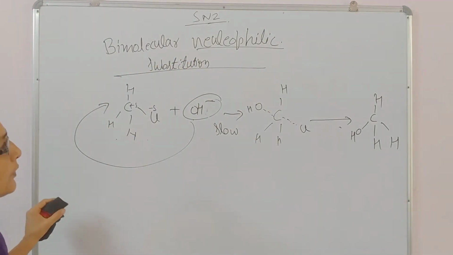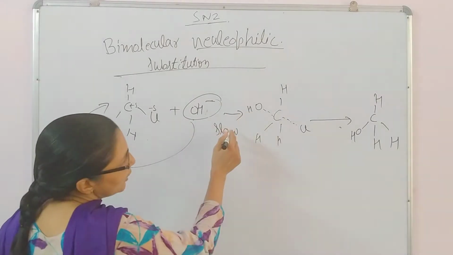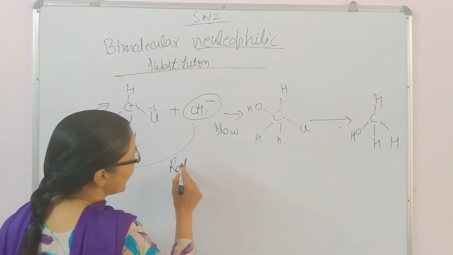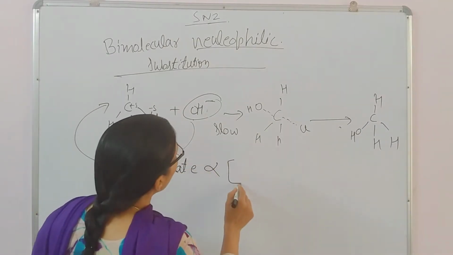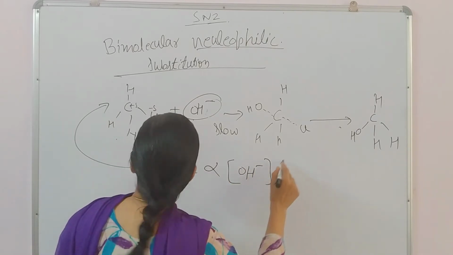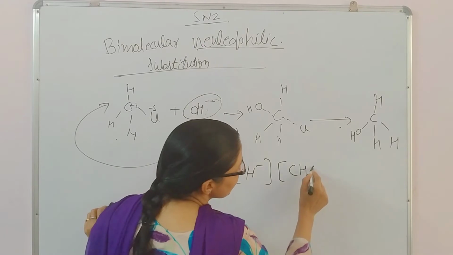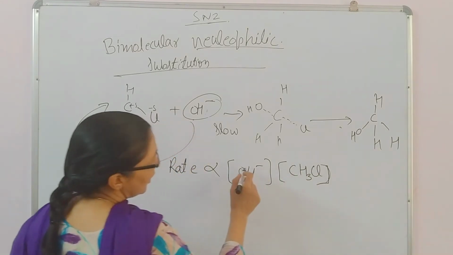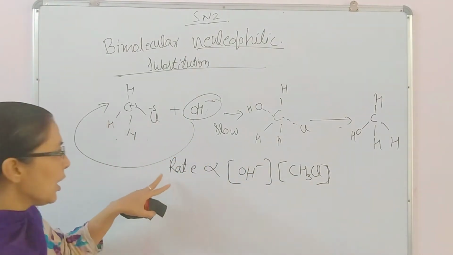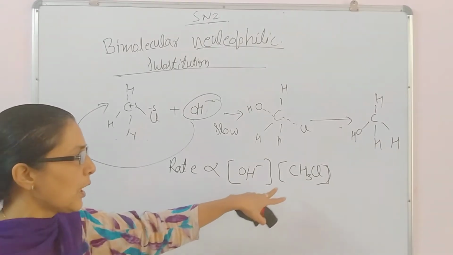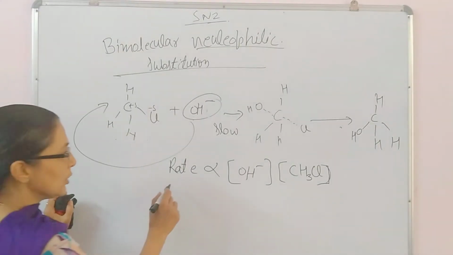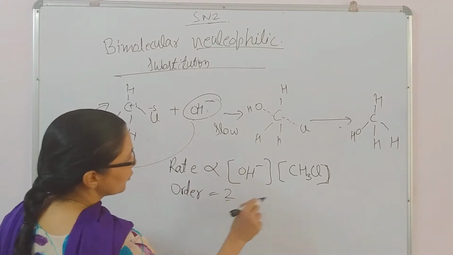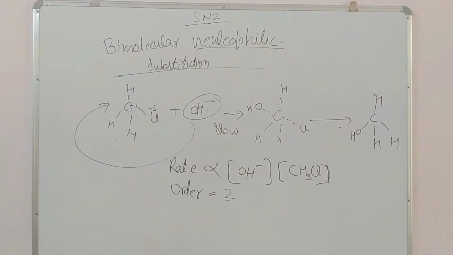In the chapter on kinetics we will read that in a mechanism, the slowest process is the rate determining step. So the rate of this type of mechanism is directly proportional to the concentration of OH minus as well as the concentration of CH3Cl, in moles per liter. The rate of reaction depends on OH minus as well as CH3Cl concentration, so the order of reaction is 2. That's why it is known as bimolecular nucleophilic substitution.